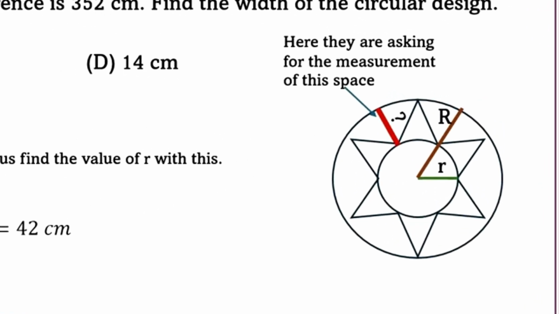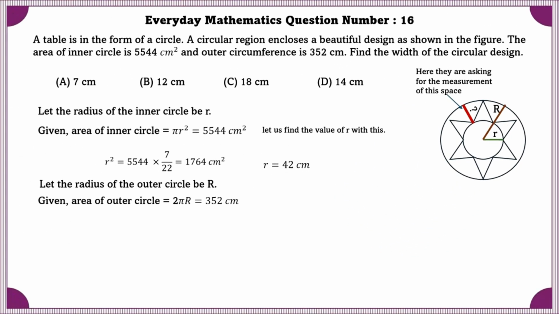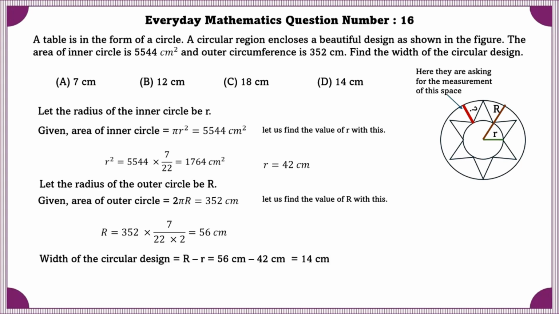As we can see here, the area marked is what they are asking. Given circumference of the outer circle is equal to 2 pi capital R, which is equal to 352 centimeter. Using this, we can find the value of R, that is 56 centimeter. Now, width of the circular region is equal to capital R minus small r, which is equal to 14 centimeters. Therefore, the space over here is 14 centimeters.